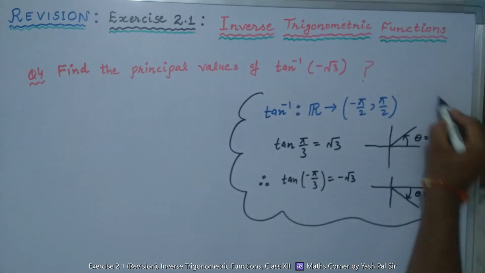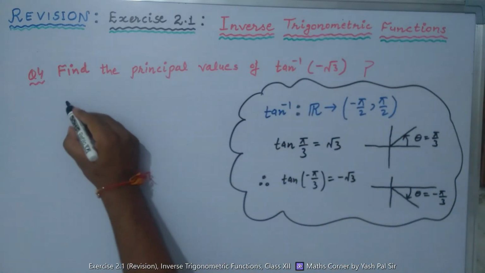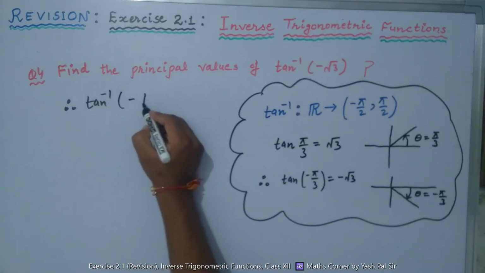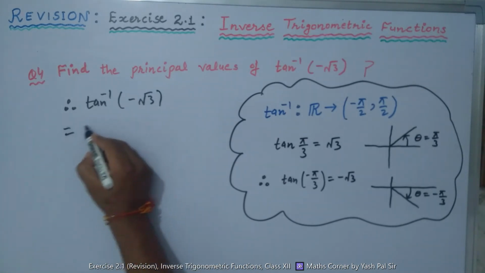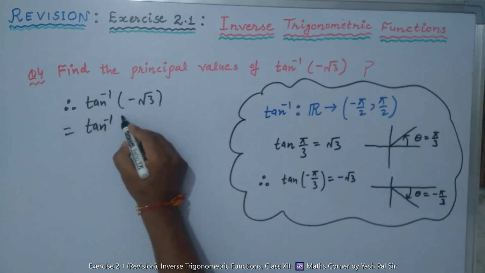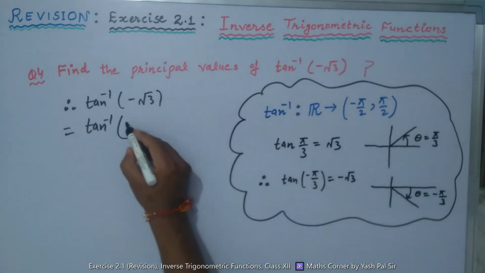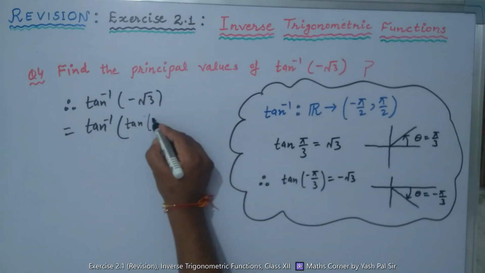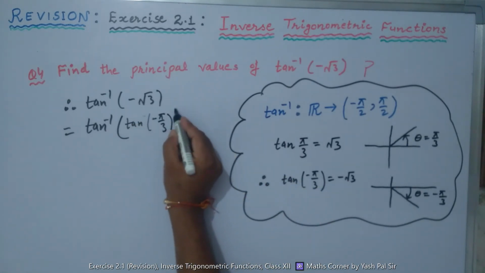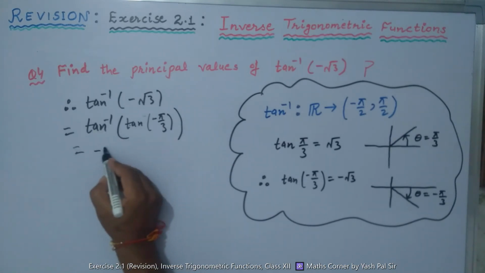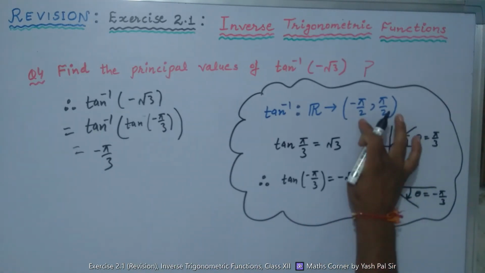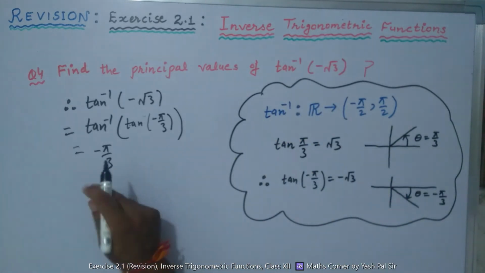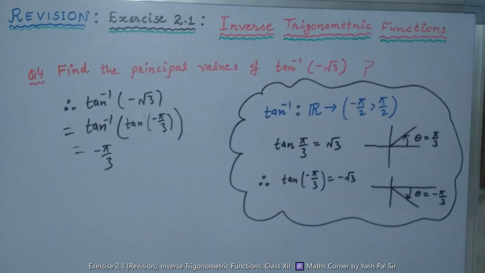Now coming to the question, how to proceed. Tangent inverse of minus square root 3 can be written as tangent inverse of tangent of minus pi upon 3. This cancels, giving minus pi upon 3, which belongs to the range of the tangent inverse function. So this is the principal value of the given function.